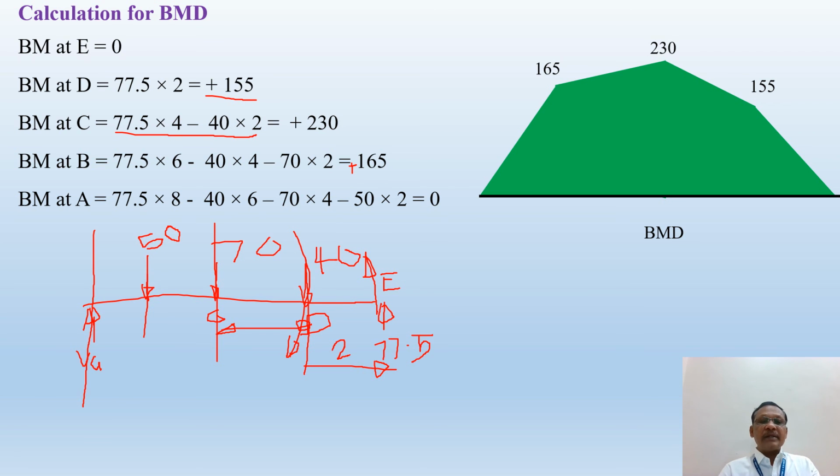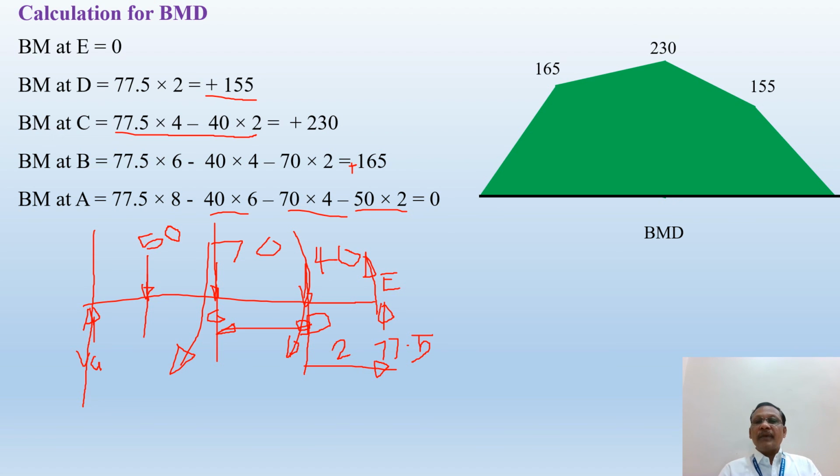Then bending moment at A. If you are taking a section at A, how many forces are acting on the right hand side of this A? VE, 40, 70 and 50. These are the four forces acting on the right hand side of A. So 77.5 into 8, the perpendicular distance of this 77.5. Then minus 40 into 6, minus 70 into 4, the perpendicular distance is 4, it will create a clockwise moment, that's why the sign is negative. Then the moment created by the 50 into 2, the perpendicular distance of this 50 from A is 2, so it is equal to 0. So the bending moment at A you will get as 0.